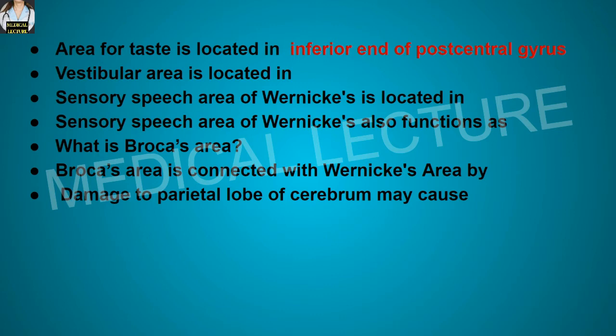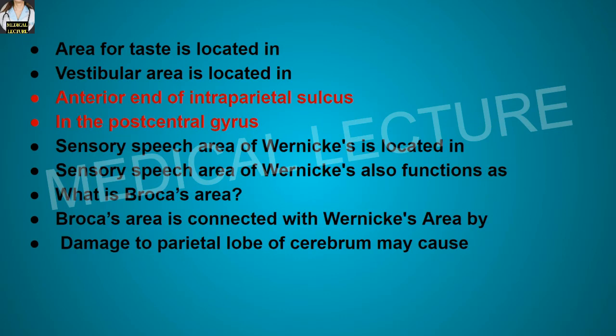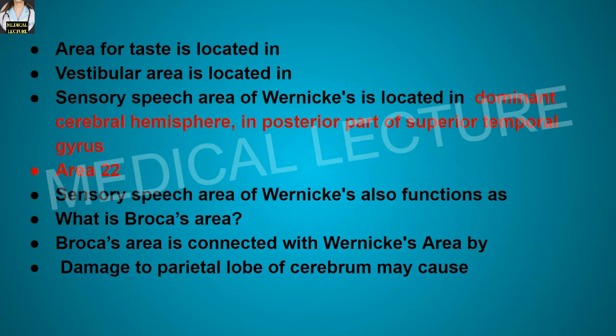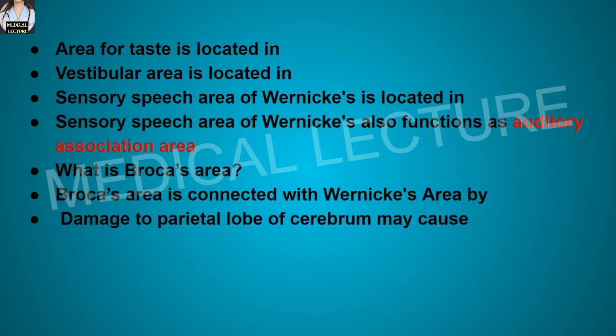Vestibular area is located in the anterior end of the intraparietal sulcus and in the post-central gyrus. Sensory speech area of Wernicke is located in the dominant cerebral hemisphere in the posterior part of the superior temporal gyrus, and the Brodmann's area over here is 22. Sensory speech area of Wernicke also functions as auditory association area.